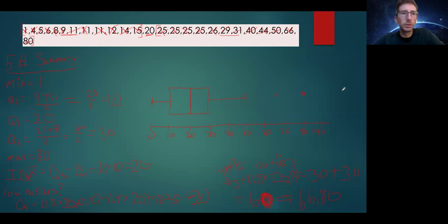So that is a box and whisker plot, as well as a 5-number summary for the same set of data. And that concludes chapter 3.